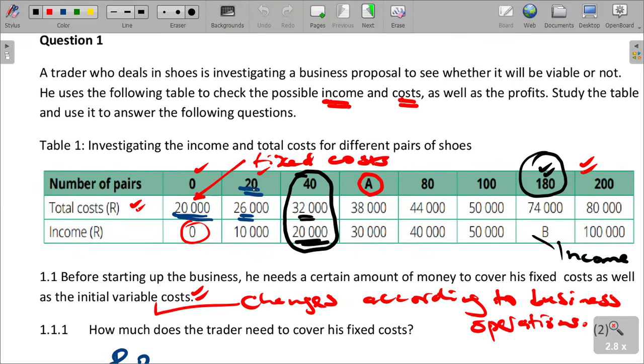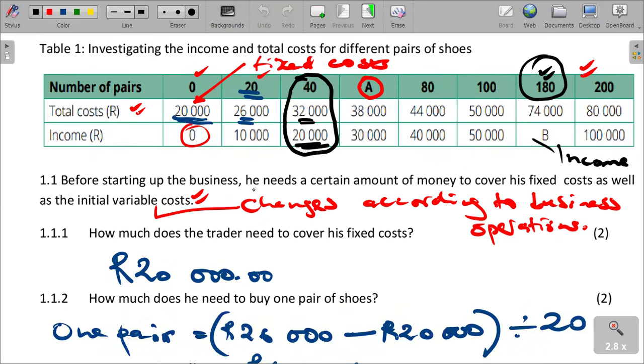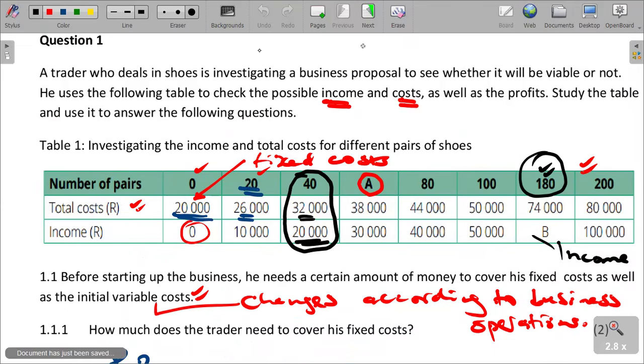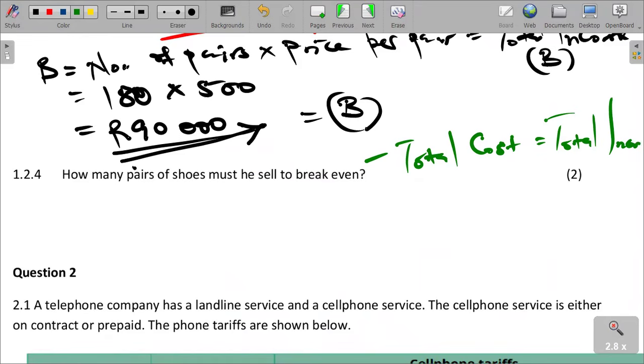We can prove this by using our different formulas to calculate the cost and total income. Break even is when we say total cost is equal to total income. That's when we can say that is break even.